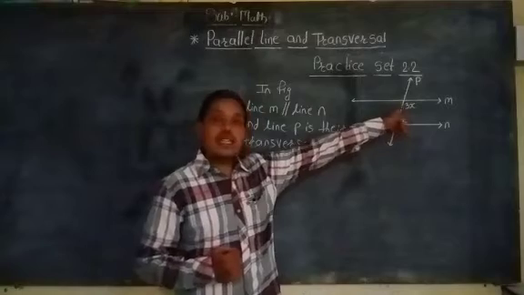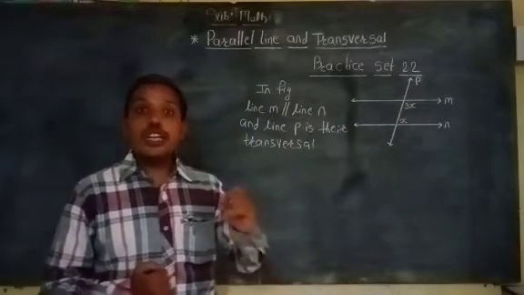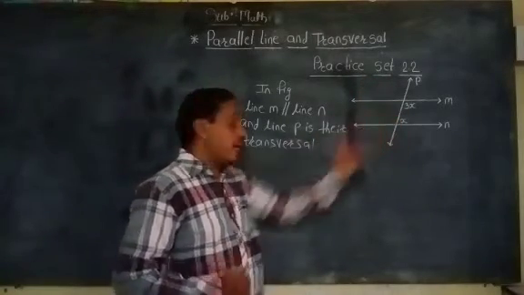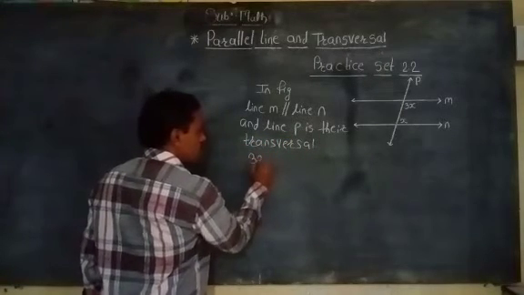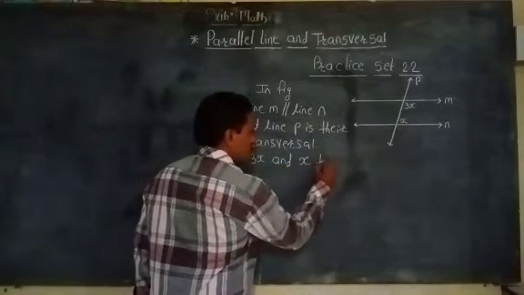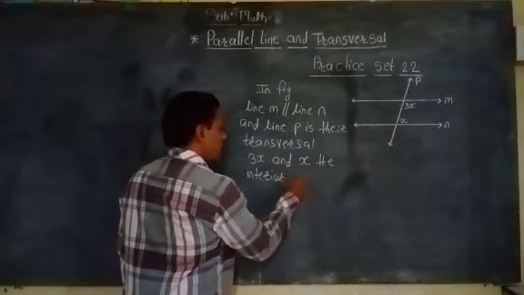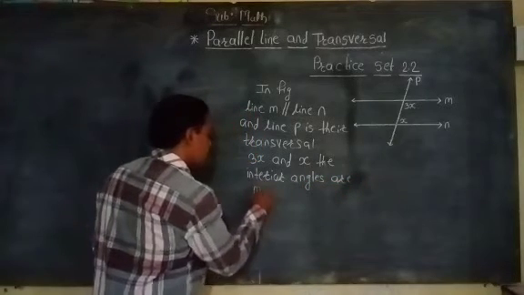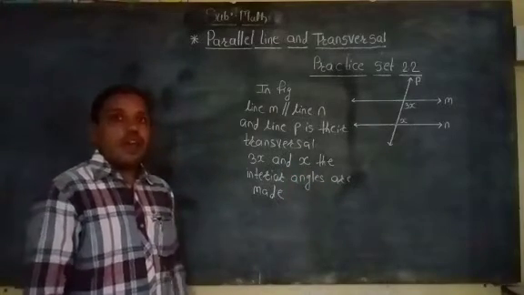So the angle 3x and the angle x show the interior angle relation, and according to that property we will find the value of x. The line P is the transversal, therefore 3x and x, the interior angles, are made.